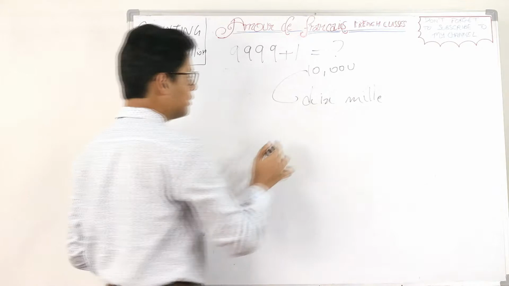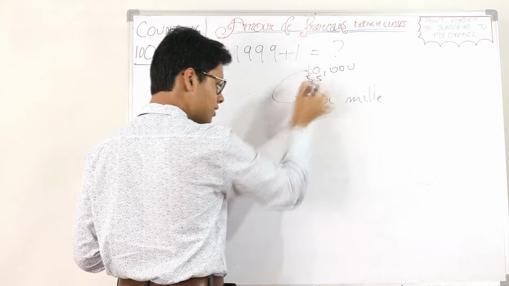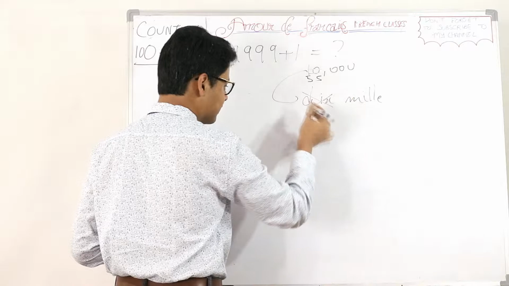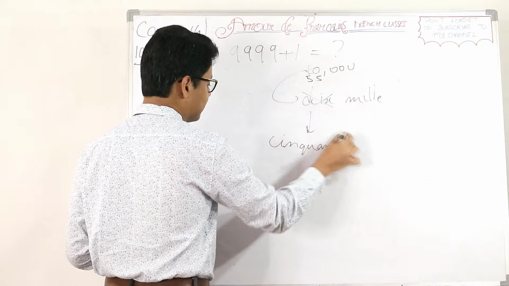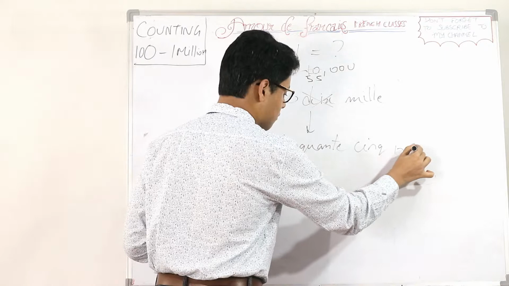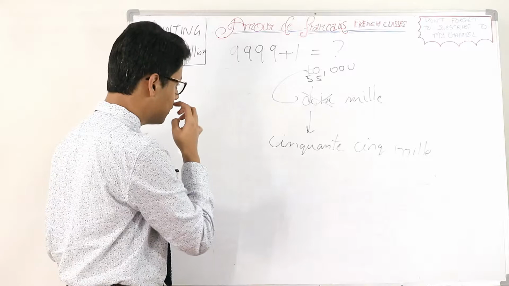See, instead of 10,000, it's 55,000. Then will it be written like this? No, it won't be. Instead of this, it will be different. That's the 5-digit number other than this 1,000.